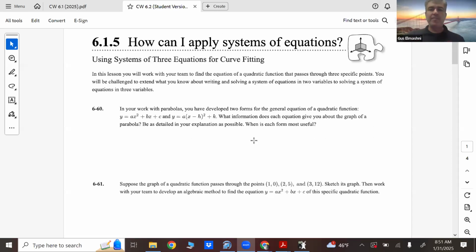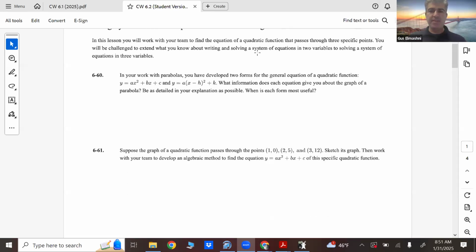All right. So anyway, curve fitting. So let's take a look at this one. If you in your work with parabolas, guys, quiet please, you develop two forms for the general equation of a quadratic function. You have that and that. So let's talk about each of these forms first.